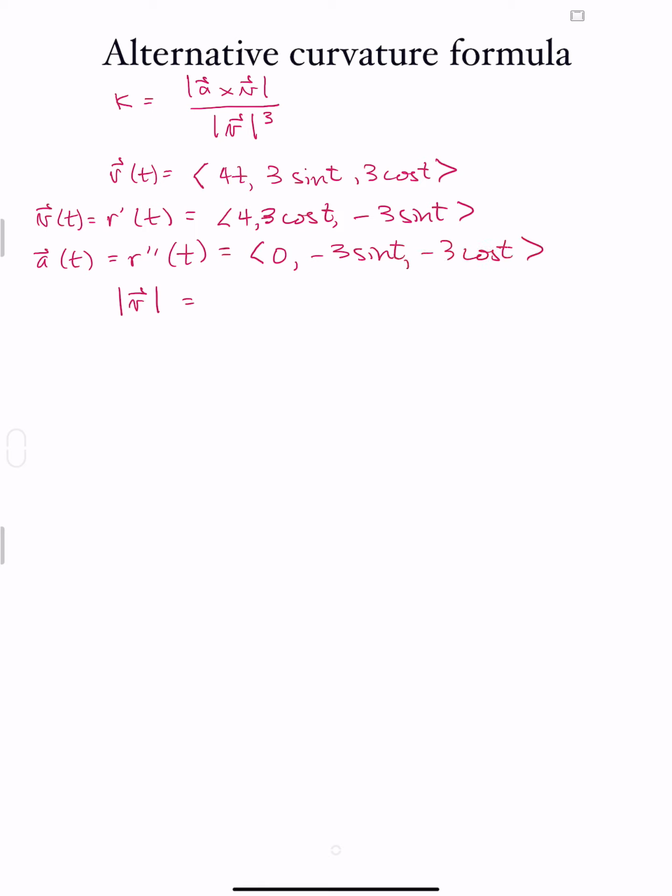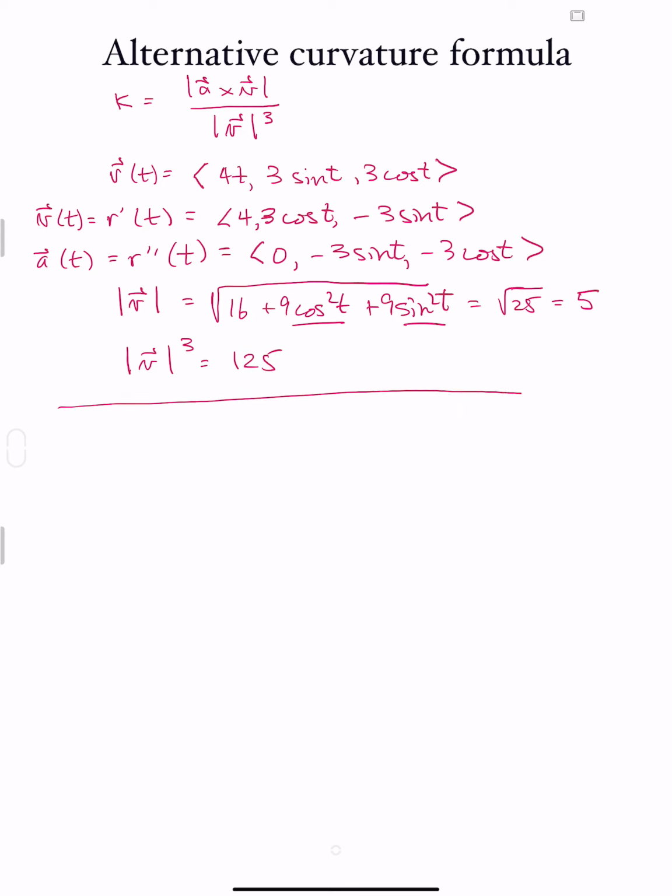Okay. So the magnitude of velocity is our typical square root of the sum of the squares of the components, and when I do that, I find out that, of course, the cosine squared and sine squared is 1, so I get 9, the root 25, so the speed of this is 5. And then all I need to do is just compute it, and I end up with 125.